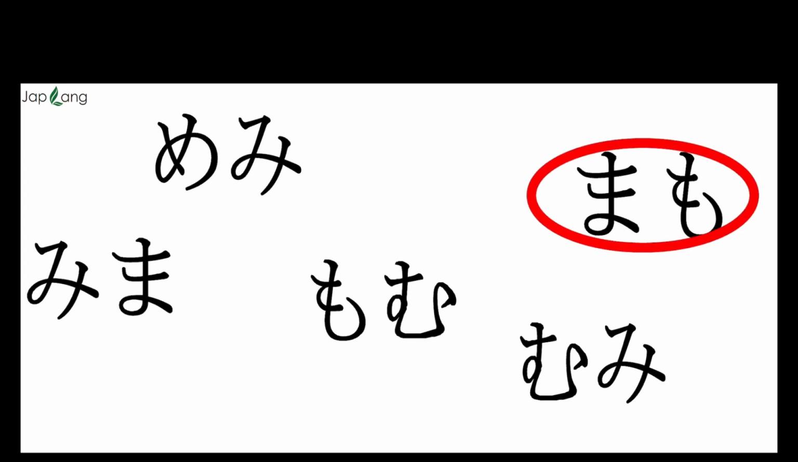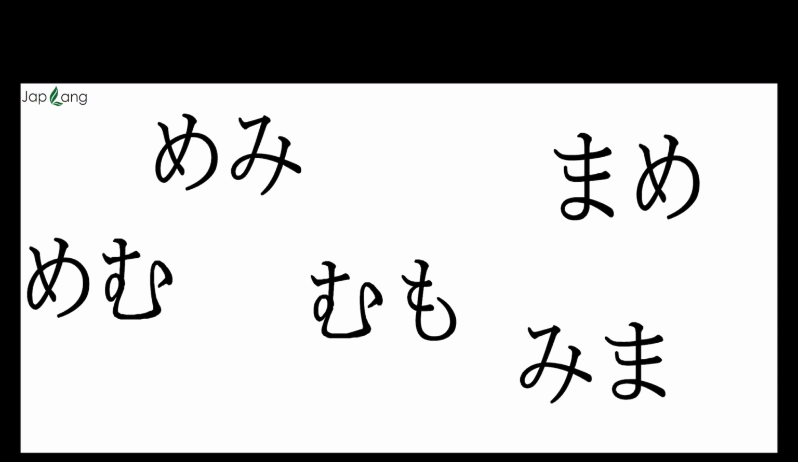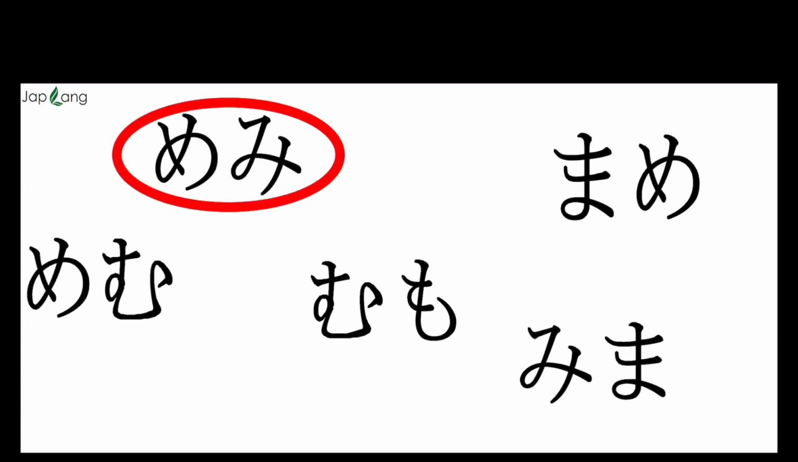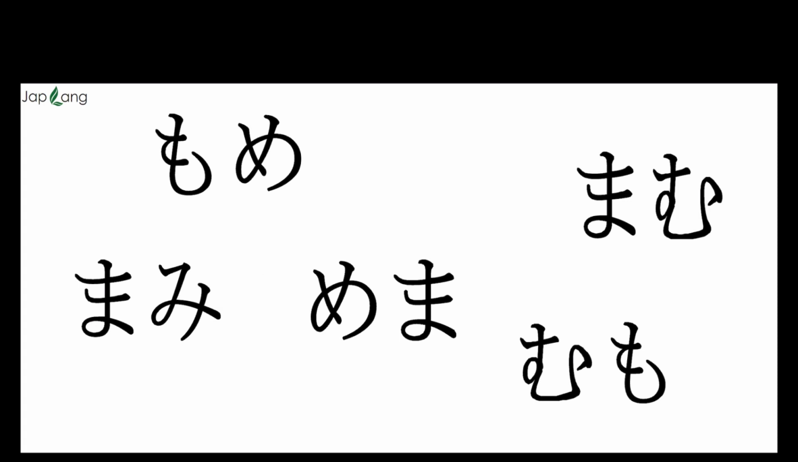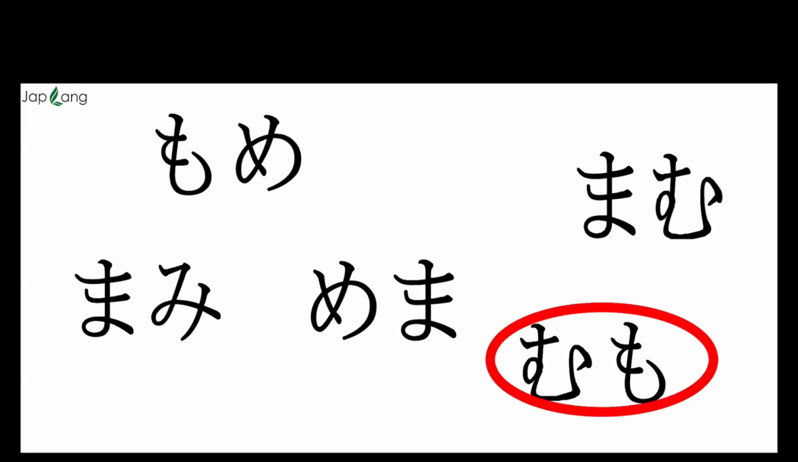Alright, now can you let me know where is Mimi? Mimi is top left hand side. Great. And where is Mumo? Can you find out where is Mumo? Yes. Right hand side, below. Yeah, this is Mumo.